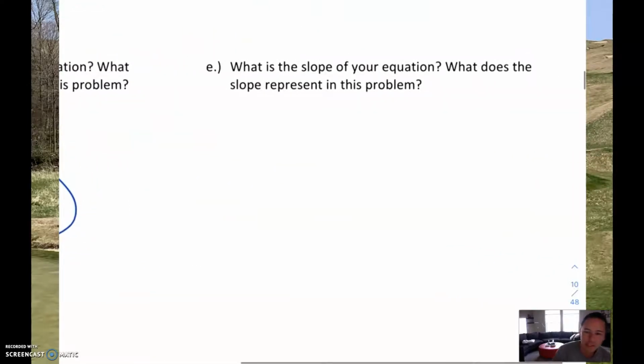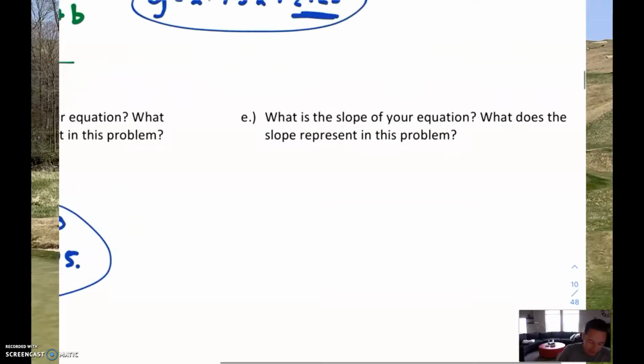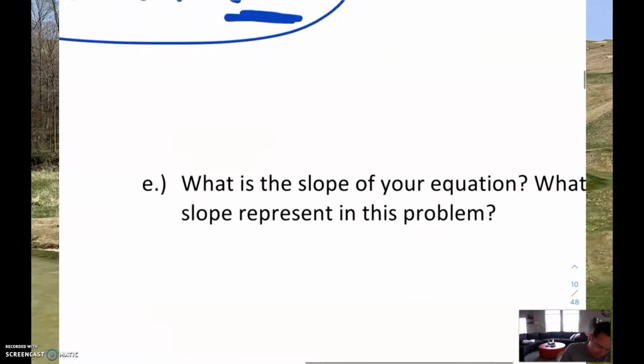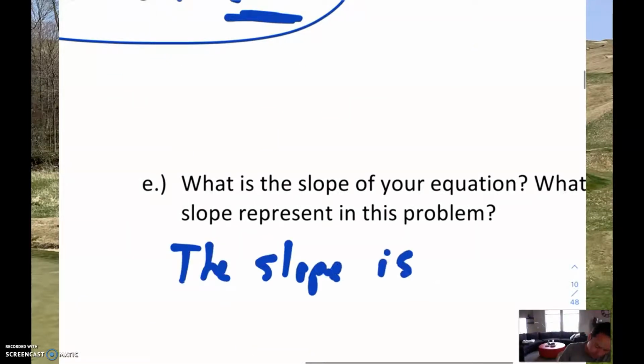Part E, what is the slope of your equation? Slope is always very important. Another word for slope, you can think of it as the rate at which something's changing. So if you look here, the slope is 2.45. Let's just write that out. The slope is 2.45.